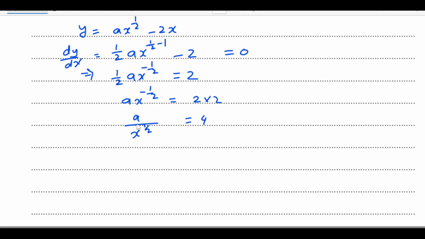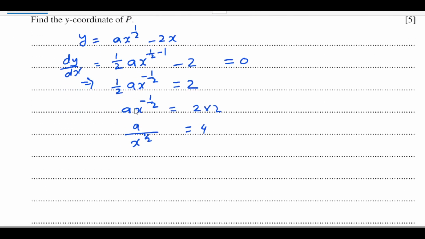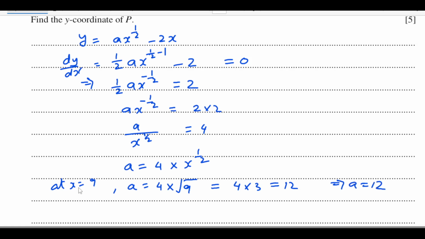So now we are given that x equals 9, so at x coordinate 9. What are we looking for? We are looking for the y coordinate actually. For this one I will put a equals 4 times x power half. So at x equals 9 we have a equals 4 into 9 power half, which means square root, so 4 times 3, that is 12. So we got the value of a as 12.